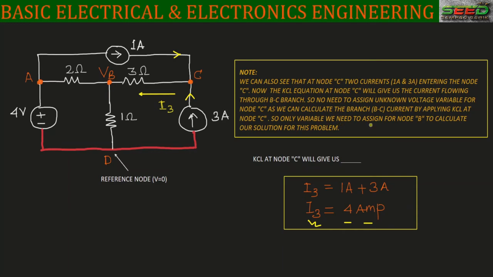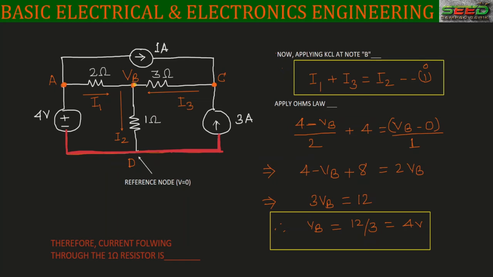So the only variable we need to assign is for node B. That means we have to assign only one voltage variable, for node B, to calculate the solution. Now at point B, we apply KCL considering the current I1 coming from A and entering node B, I3 already assumed, and the I2 current, which I have assumed is leaving node B. So KCL gives us the equation I1 plus I3 is equal to I2. I have written this as equation number 1.